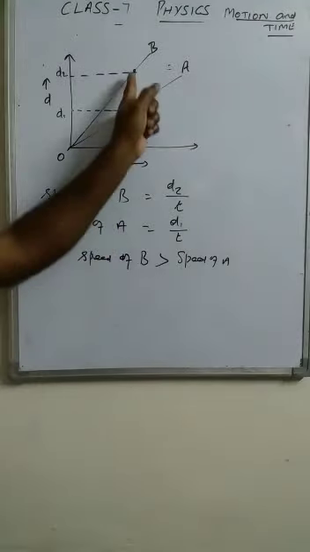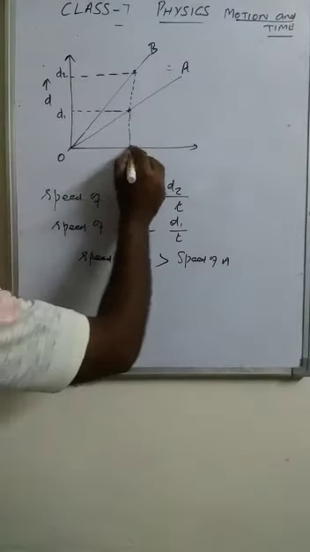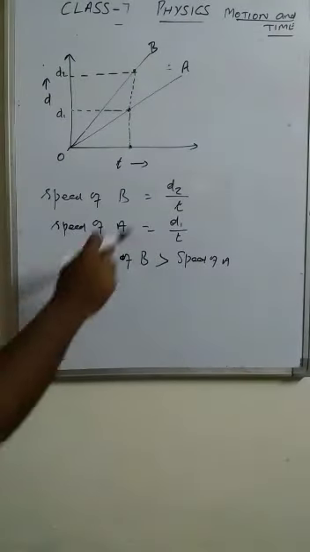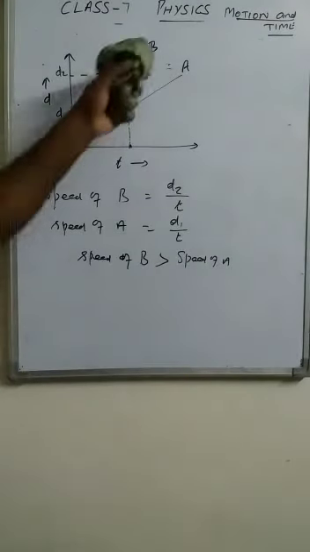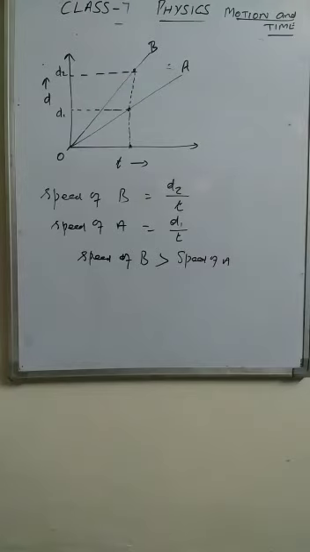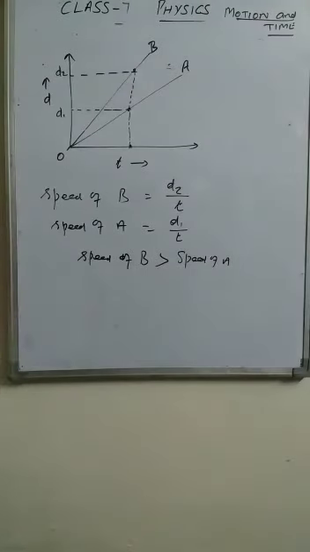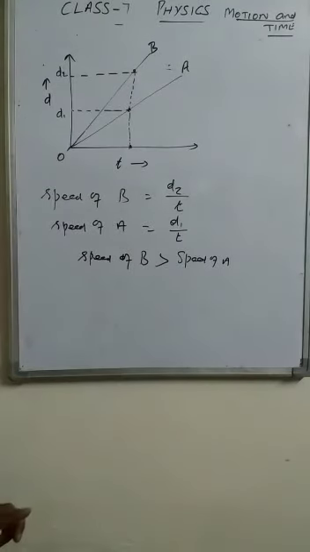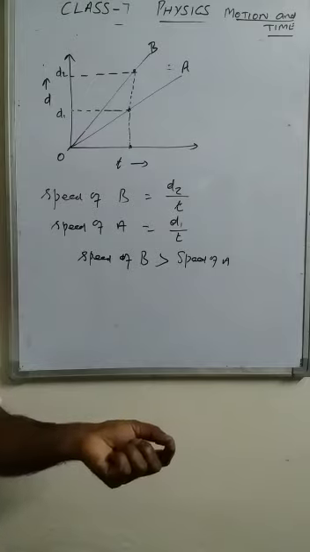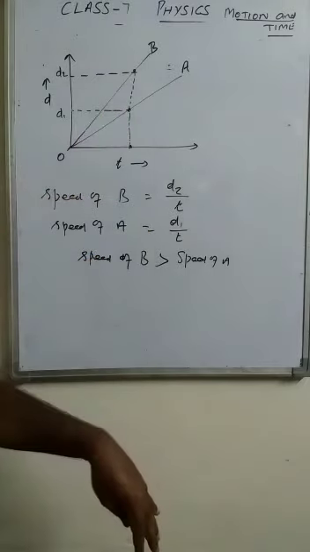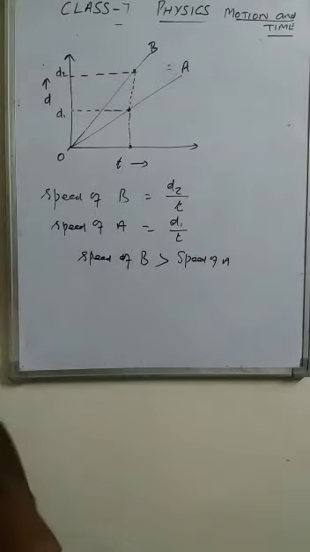From this graph we can also calculate the speed. At this point the time will be given, and at this point the distance will also be given. By taking the ratio, the speed of B can be calculated. So in short, we can find it out without doing this, that is for 1 mark. If the same question is asked for 2 marks, you should show all the things. If it is asked for 1 mark, we can find it out without doing all this.